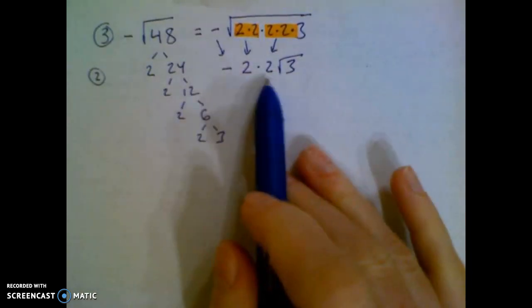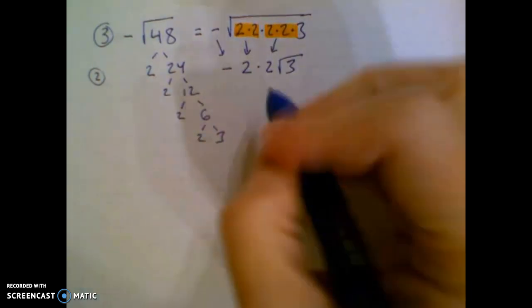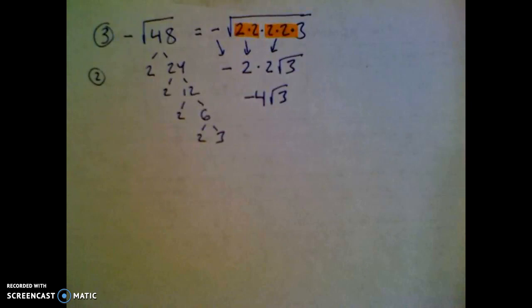And then just multiply whatever you have on the outside. So negative times 2 times 2 is a negative 4. And then root 3 is stuck on the inside. So that's how method 2 works.